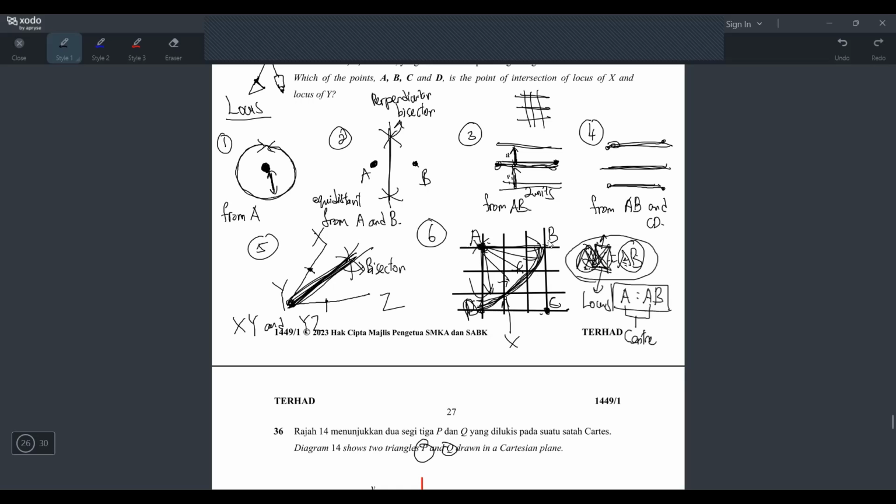Okay. And then you see already. Actually, the full circle should look like this, right? But I only draw within the diagram. So that's how you do it.